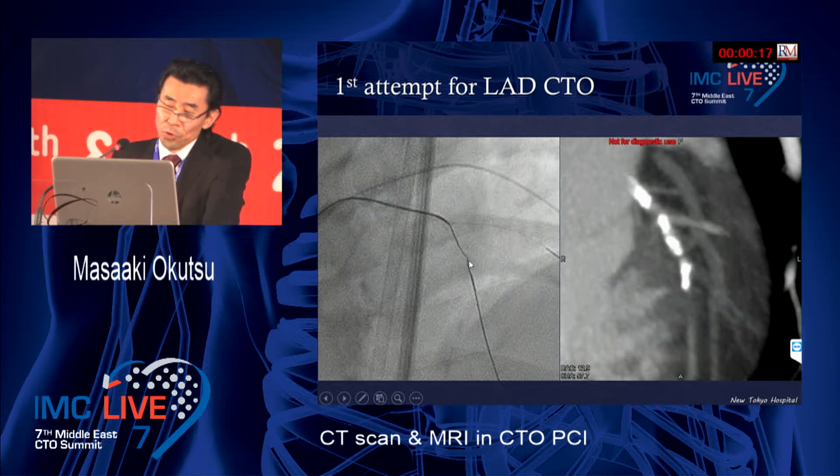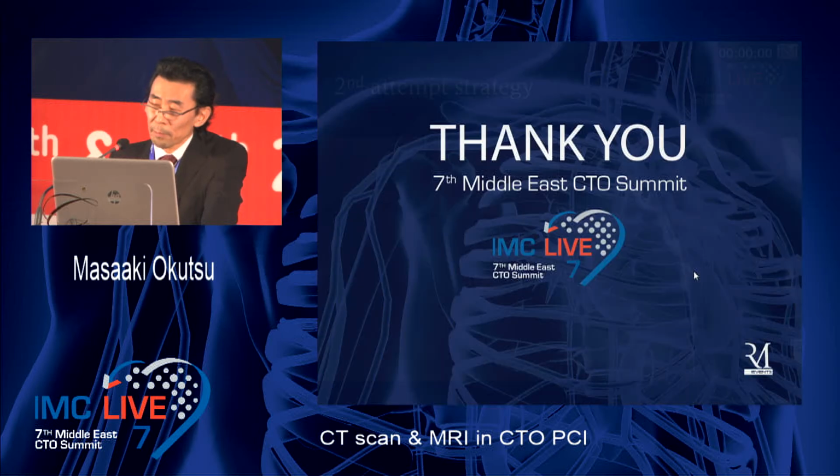Actually, the antegrade wire was intimal tracking, and the retrograde was also. However, this point is very tough, and the antegrade wire and the retrograde wire cannot pass to the more proximal and distal parts. This calcium is very difficult. So finally, checking the CT is very important and helpful for the treatment of CTO PCI. Thank you very much.